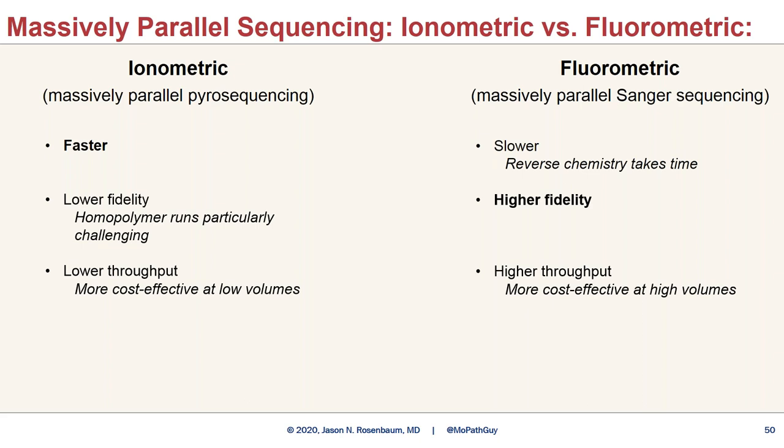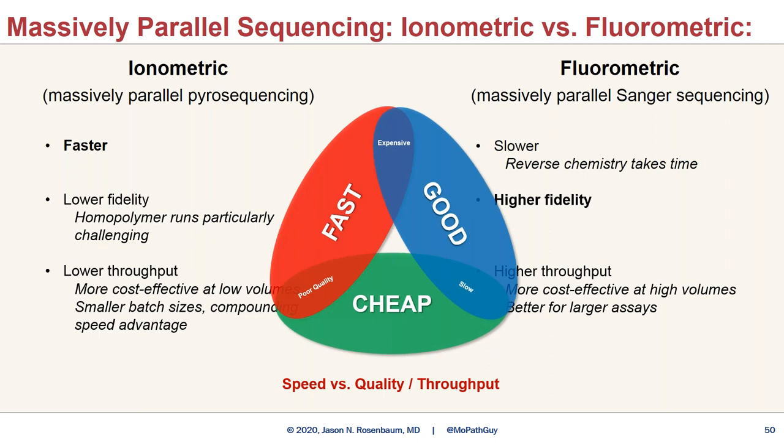On the other hand, fluorometric sequencing tends to be more cost effective at high volumes. These are larger machines. And so if you're seeing, again, literally high volume of ordering, or you can afford to wait and fill up large machines, you might find fluorometric to be more cost effective. And again, we see the tension between speed and quality and cost.